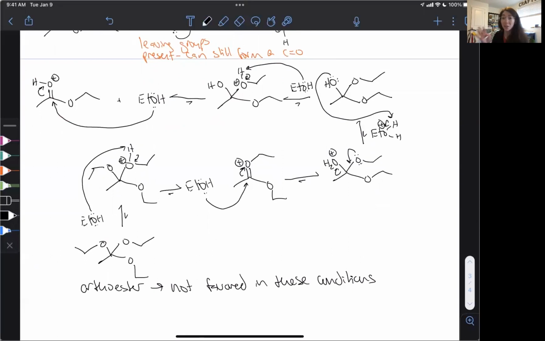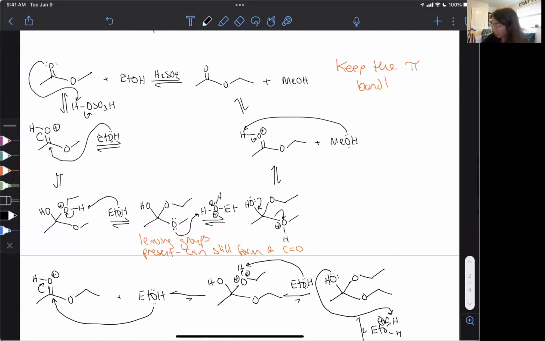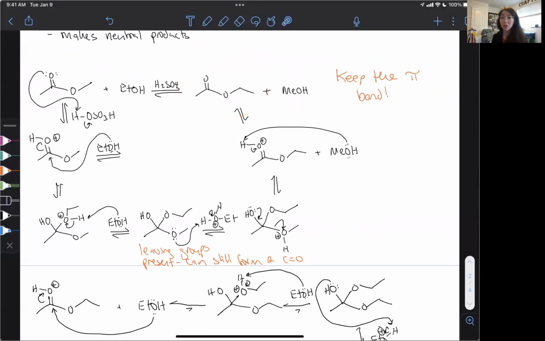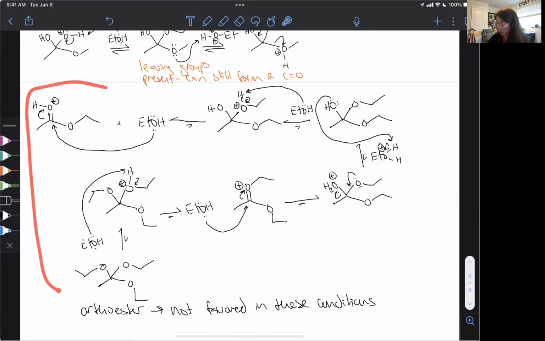It's not something that we're going to talk about in this class. They're more advanced. And most of the time when you make orthoesters, you don't even start with an ester, so it's really, really hard to get them here. Once you're at this, that's where it really wants to stop, because it's saying, I have a lot of ethanol around, so I can make this ethyl ester. That's enough for me. I don't need to do any more. I can still keep my carbonyl intact and everything is hunky-dory. This is not going to happen.